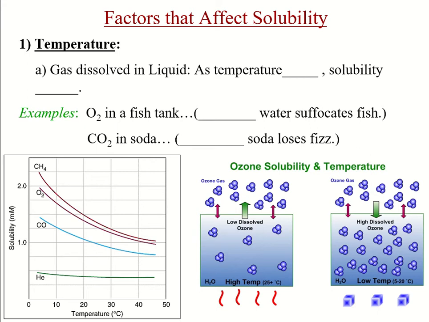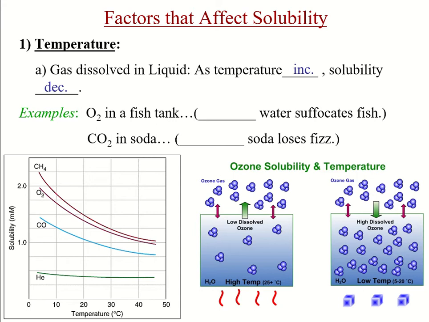For example, if we have a gas being dissolved in a liquid, as temperature increases, the solubility will decrease. Because remember, as we increase temperature, the gas particles move faster. So in this case, as the temperature goes up, solubility goes down. It has an inverse relationship.